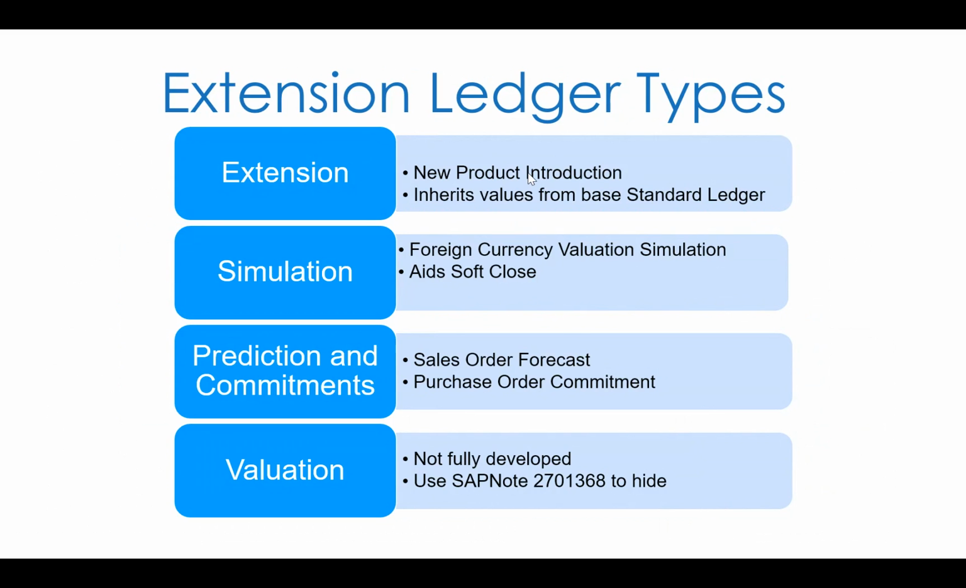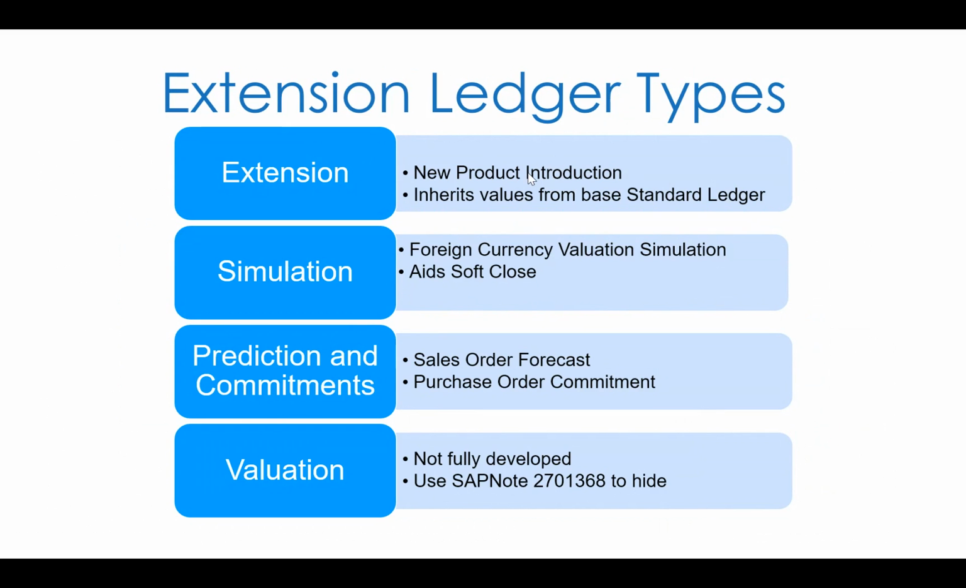The simulation extension ledger is for foreign currency valuation. So if you have different exchange rates and different currencies, and not at the end of the month but during the month, you want a simulation of what your statement or your accounts would look like, you can simulate this posting in the extension ledger. So it doesn't only tell you what it would look like, it actually makes a posting in the extension ledger. So it aids this concept of soft close that SAP is trying to get to, where you don't have to wait till the end of the year to see the impact of things. It can happen during the month.